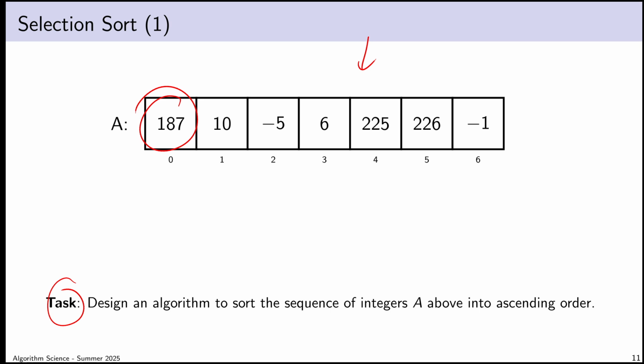So 187 clearly does not go at the beginning if this is a sorted array. Why do I say that?